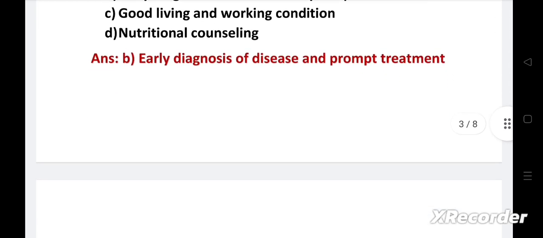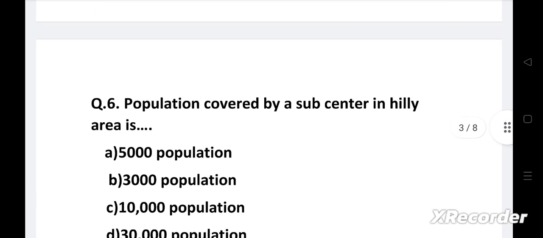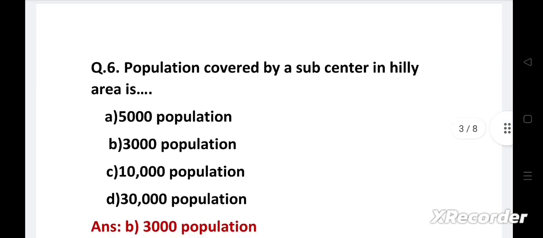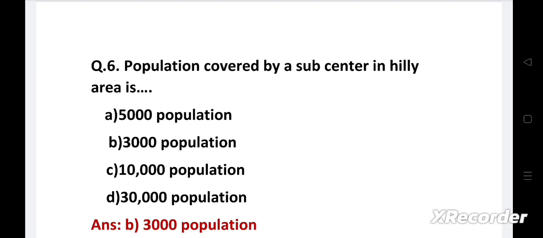Next question is, population covered by a subcenter in hilly area is option A, 5,000 population. B, 3,000 population. C, 10,000 population. D, 30,000 population. Right answer is option B, 3,000 population. Subcenter is the peripheral area of a village health care delivery system and it works at grassroots level. One subcenter covers 5,000 population in plain area and 3,000 population in hilly and tribal areas.